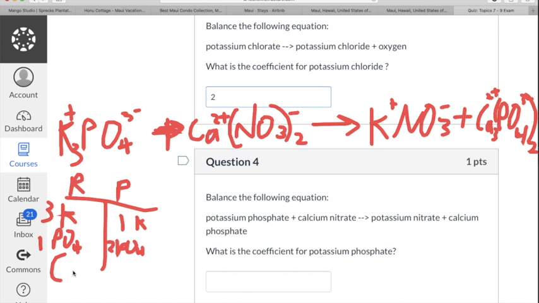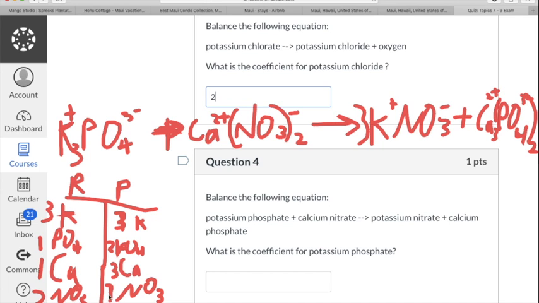Then I have Cas. And it looks like right now there's 3 Cas on my product side and only 1 on my reactant side, and NO3s. There's only 1 NO3 here, and it looks like there are going to be 2 NO3s on the other side. Okay. So now I have to start balancing them out. Obviously here 3 Ks and 1 K, so I could add 3 of these right here to start. See what happens. That'll add another 3 NO3s there.